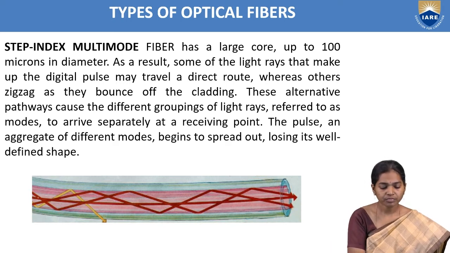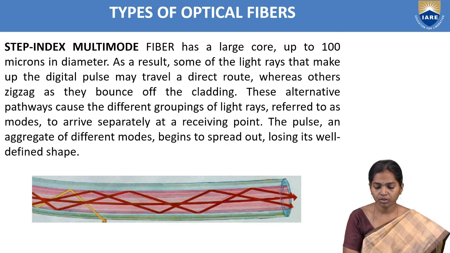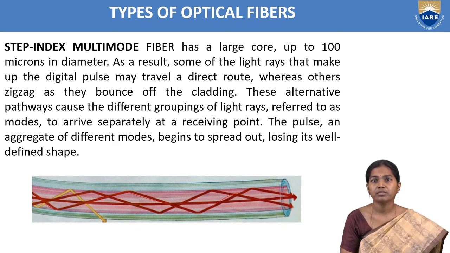So here in step index fiber, the waves are transmitted in groupings of different paths, referred to as modes, and arrive separately at the receiving point. At the receiving point we get the pulse as an aggregate of different modes, which spreads out, losing its well-defined shape.